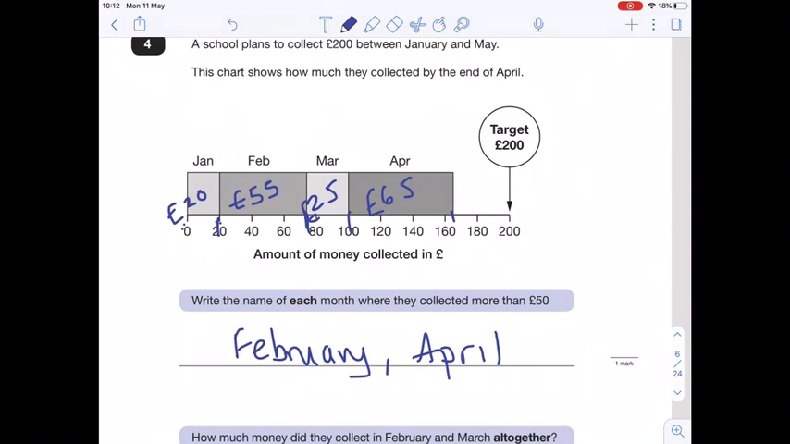The one that was a little bit tricky was this February one. So if we look at the February one, you can see that it definitely starts at 20 and halfway between 60 and 80 is about there, isn't it? So you can see that it's over 70. So hopefully you got February for that one.